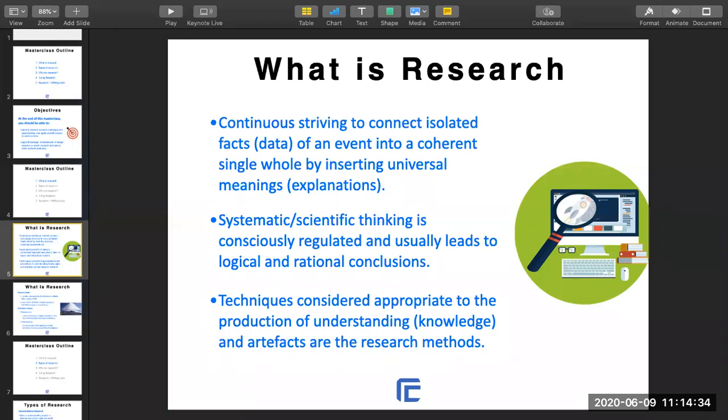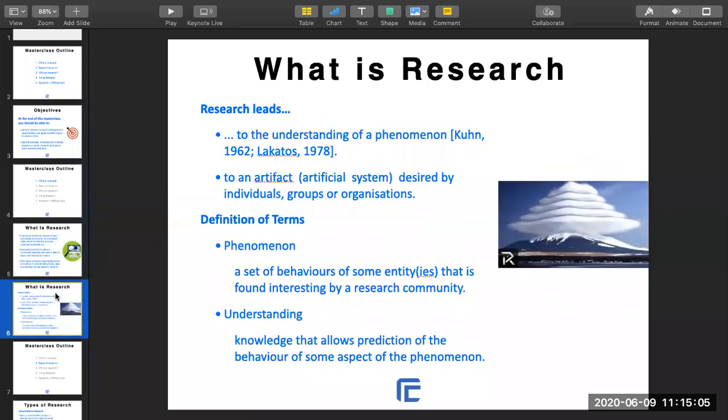So when you do research, it either generates new knowledge, like Newton explained why the apple fell. Why didn't the apple stay in the sky, but it fell when it got pulled from the tree? That explanation of the force of gravity has led to so many things, but it was just knowledge that he brought about. But that knowledge can lead to artifacts. So research leads to understanding or an artifact.